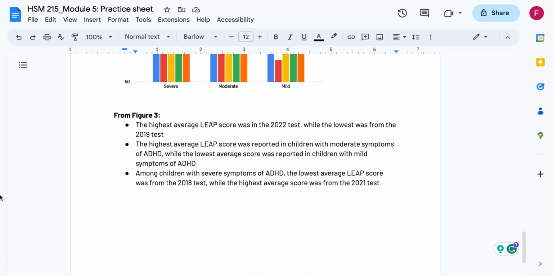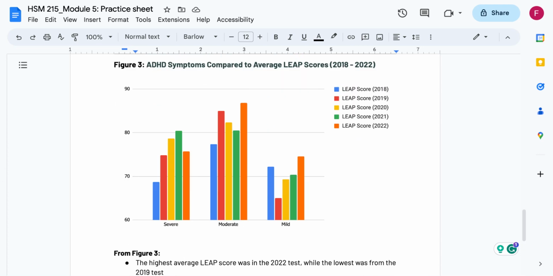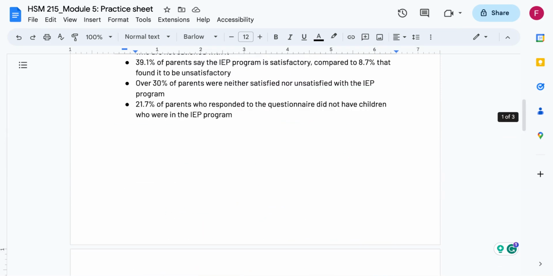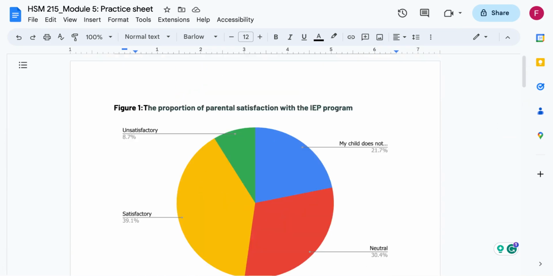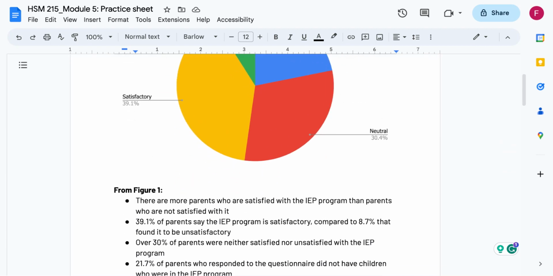So I hope this is helpful to you in terms of understanding how we use graphs to represent data and to make interpretations out of the data.